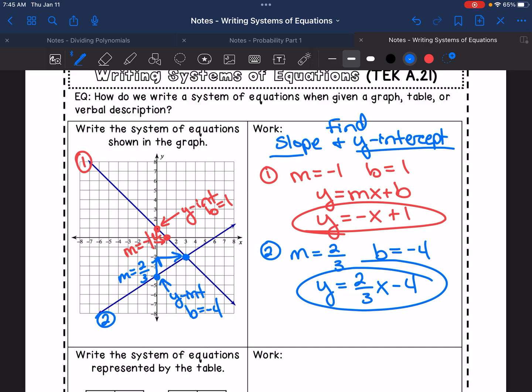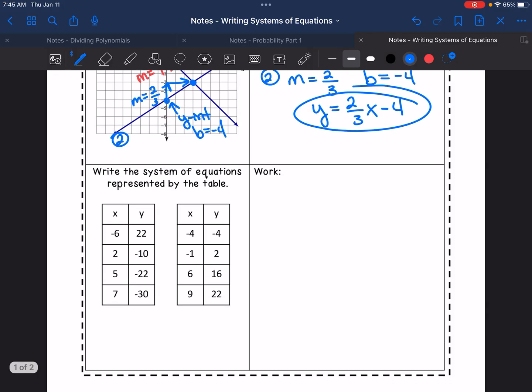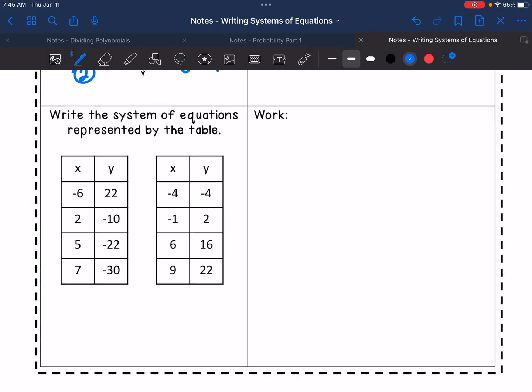Okay, so graphs are pretty quick. Just look at it, identify slope and y-intercept for each of your lines. All right, and then that's it. We wrote our system. Remember, a system is just having more than one equation. Okay, now for tables. Now we're going to do a little more work here. So for the tables, the first thing you want to do is find your slope. And then we're going to use either slope-intercept form or point-slope form to find the y-intercept.